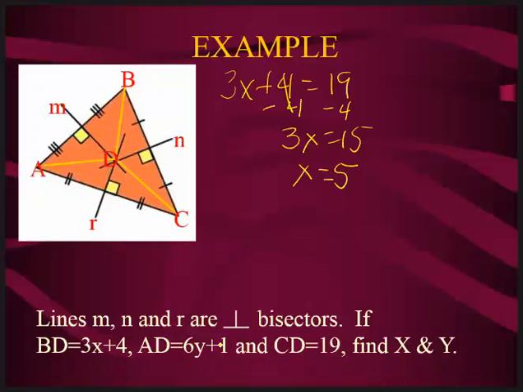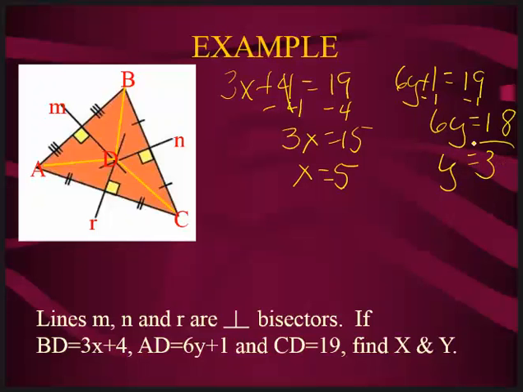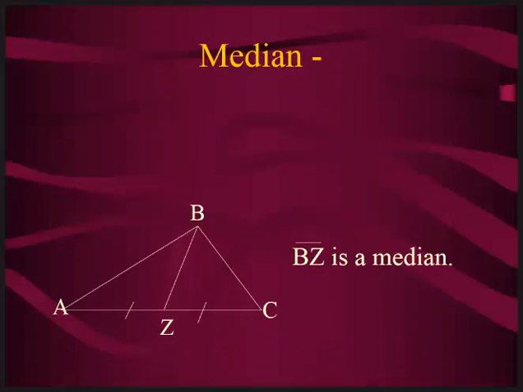So AD is 6y plus 1. So I'm going to write that down. And that's going to equal 19. So 6y equals 18 if I subtract the 1 from both sides. And then divide by 6, y equals 3. So my two answers are x equals 5, y equals 3. Okay, so by knowing that those parts are congruent, I can set them equal to each other and solve.